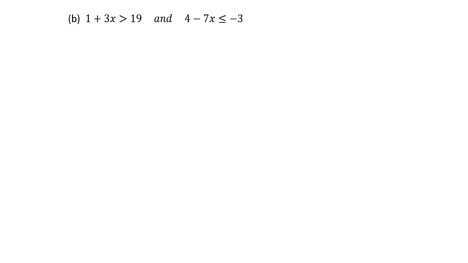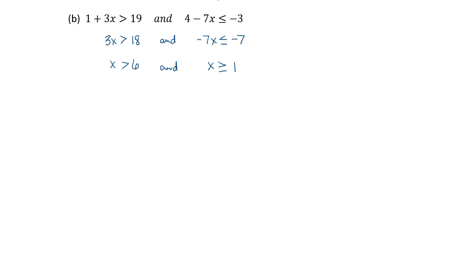Let's try another. 1 plus 3x is greater than 19, and 4 minus 7x is less than or equal to negative 3. Just like the last time, we're going to go ahead and subtract 1 from both sides, then divide by 3. But our word this time is "and." I'm going to have a negative 7x less than or equal to negative 7. Dividing by negative 7 is going to give me x is greater than or equal to positive 1.